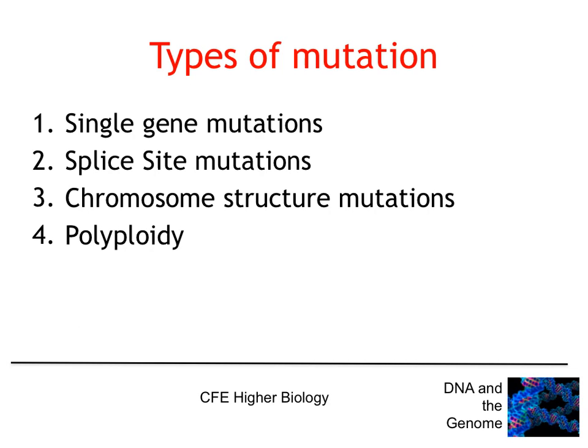So we're going to have a look in this video and in the second video that I'm going to put together for this at the types of mutations. In this video we're going to look at these two types of mutations here, a single gene mutation, and then we're going to look at what is called a splice site mutation. In the following video we're going to look at chromosome mutations, and we're going to look at something called polyploidy.